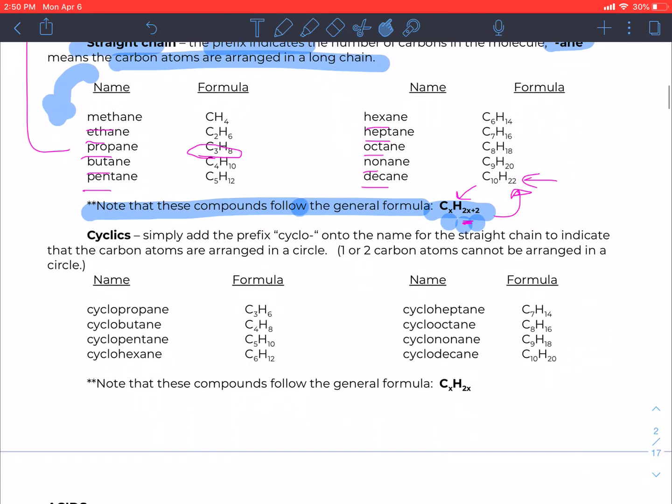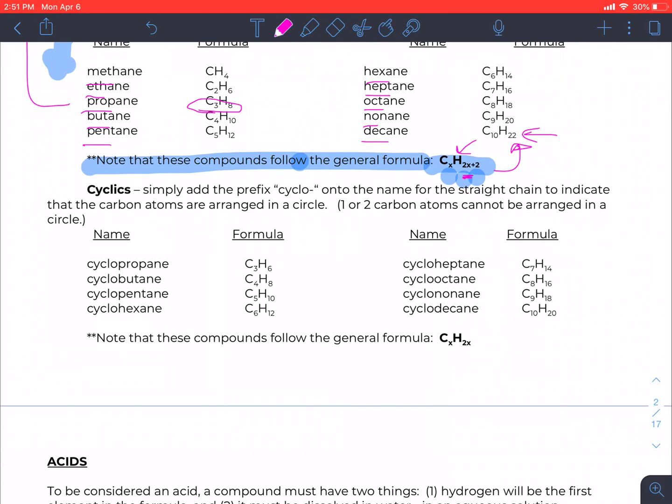Okay, so let's go down to cyclics. Cyclics simply add the prefix cyclo in front of the name, and it indicates that the carbon atoms are arranged in a circle. 1 or 2 carbon atoms cannot be arranged in a circle, and so if you look at your prefixes, you're going to start at prop, which is the prefix 3.